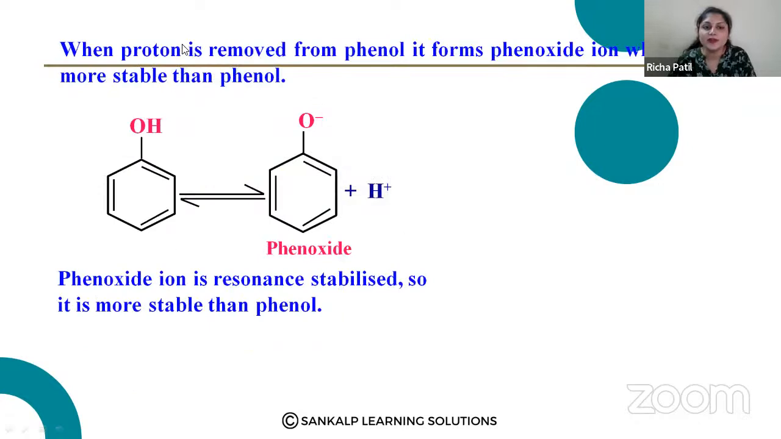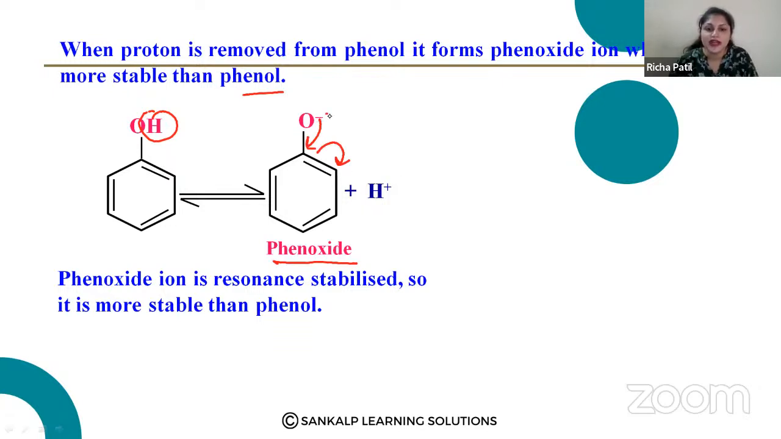Next is, when the proton is removed from the phenol, it forms phenoxide ion, which is more stable than phenol. So here, when you remove this proton, it forms what? It forms phenoxide ion. This phenoxide ion is more stable than phenol. Why? Because this phenoxide ion will undergo resonance, and it will show different resonance structures.